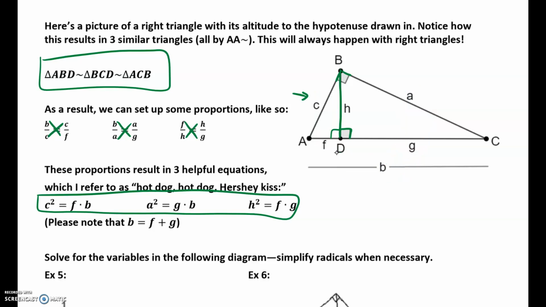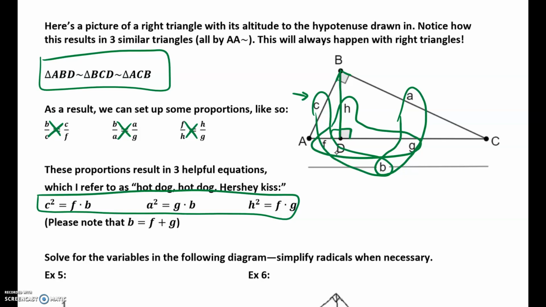And then we have Hershey Kiss right here in the middle. Okay, and this one is H squared equals F times G. So there's going to be 3 different relationships here. We've got A squared equals G times B, we've got C squared equals F times B, and we've got H squared equals G times F. Those are going to be our 3 things. I call them hot dog, Hershey Kiss, because that's essentially what it is. Also notice just one more thing. Notice that B down here is really F plus G.